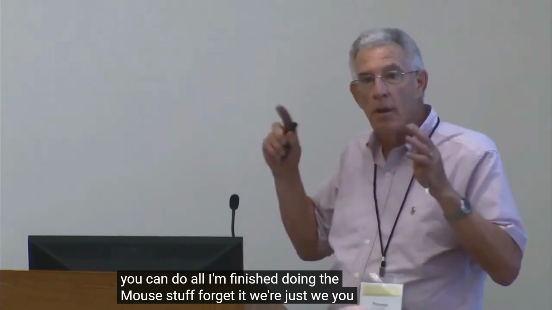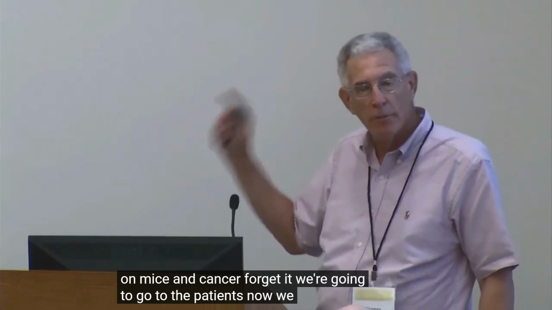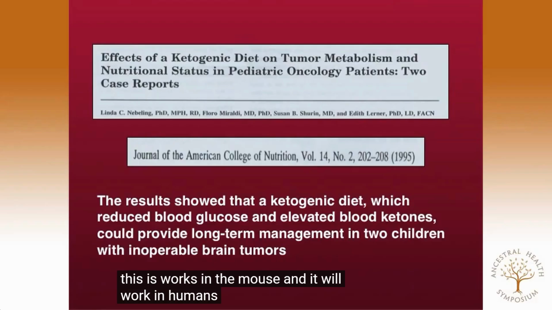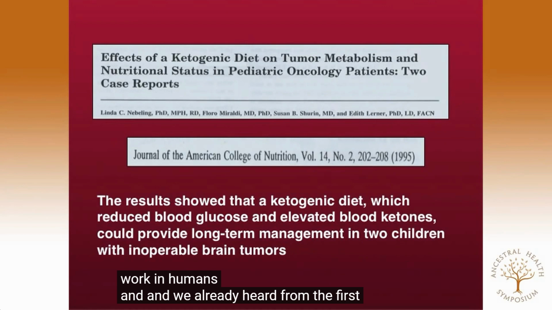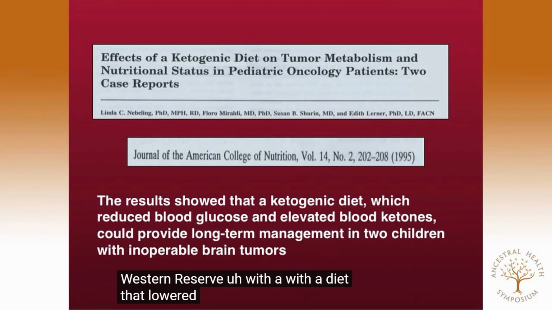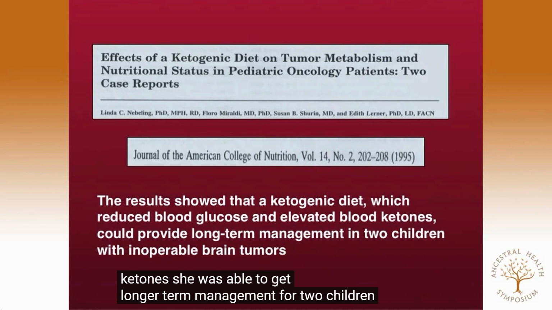There's 100 studies out there on mice and cancer. Forget it. We've got to go to the patients now. We have proved this works in the mouse and it will work in humans. And we already heard from the first study, Lyndon Nebling's study at Case Western Reserve, with a diet that lowered glucose and elevated ketones, she was able to get longer-term management for 2 children with inoperable brain tumor.